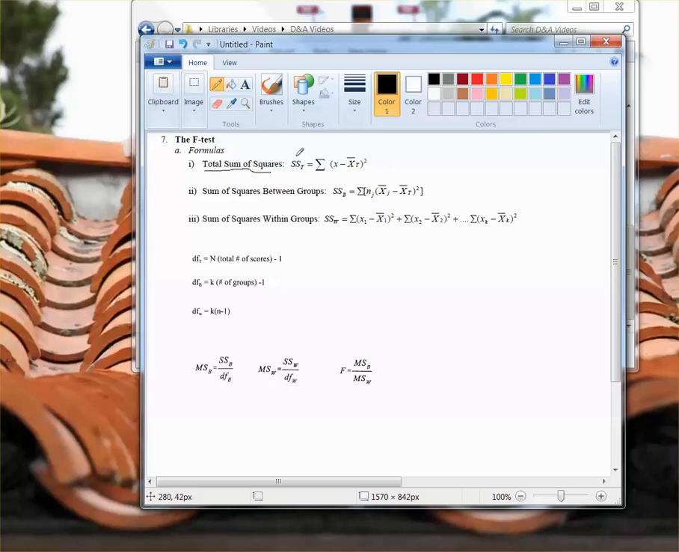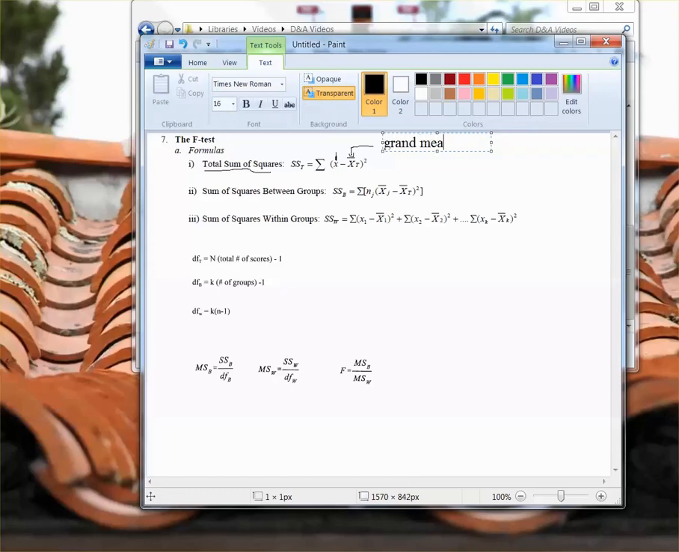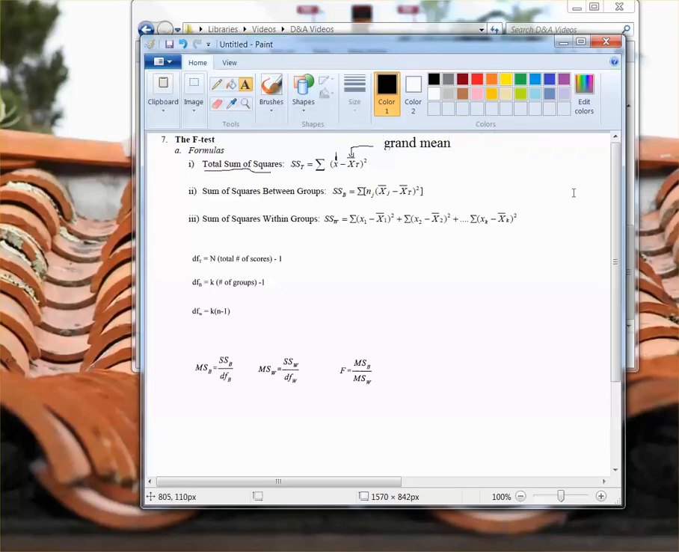It's abbreviated SST, which stands for sum of squares, and then of course the subscript T means total sum of squares. And we're going to get this by taking each score, which is represented by X, each individual score, and we're going to see how that varies from this quantity, which is X bar with a subscript T, which stands for the grand mean. So that's what that means, grand mean.